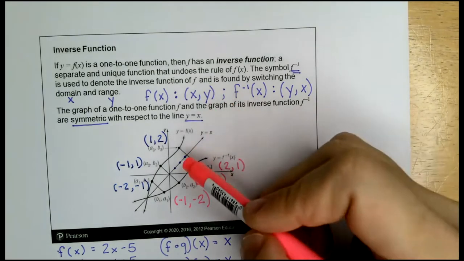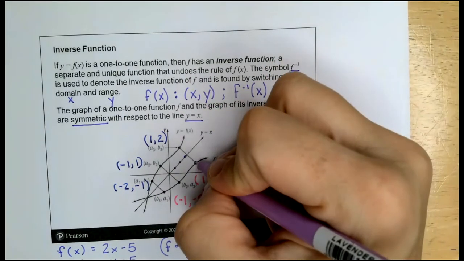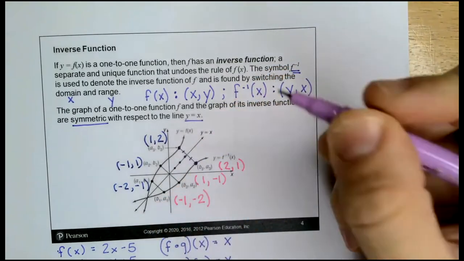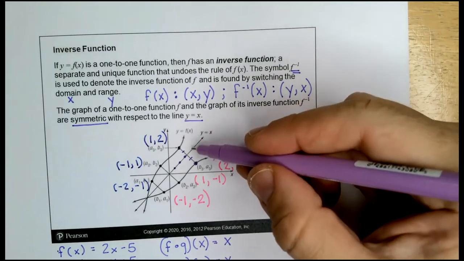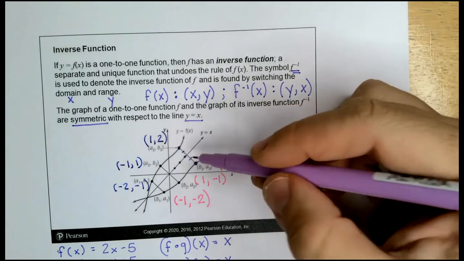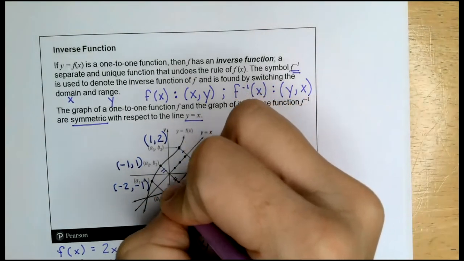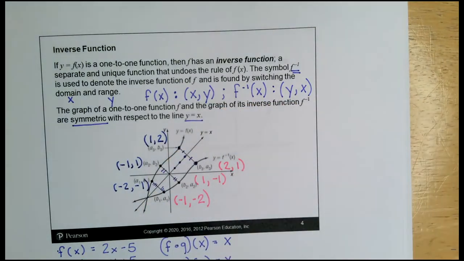They are equal distance. There's an equal distance between (2, 1) and the line y = x, and (1, 2) and the line y = x. These are equal distances. Okay?